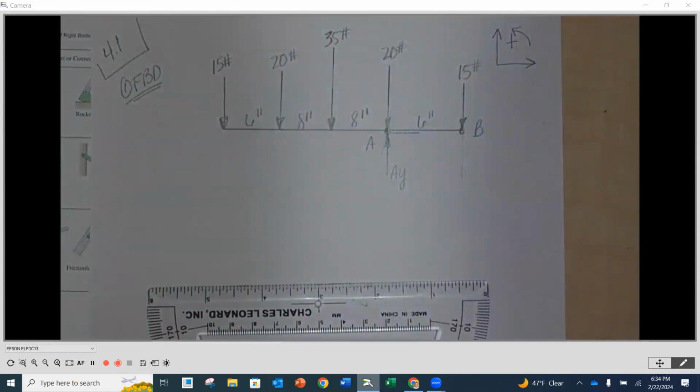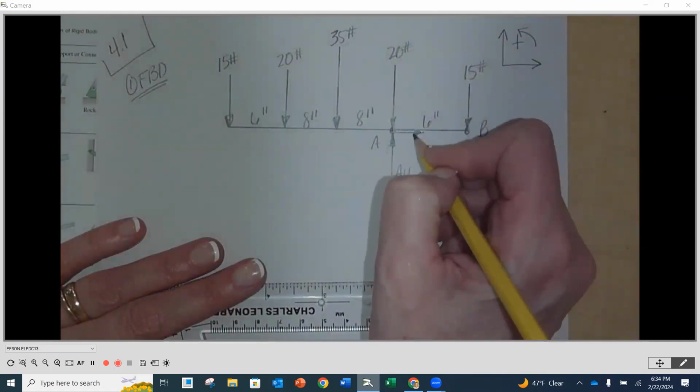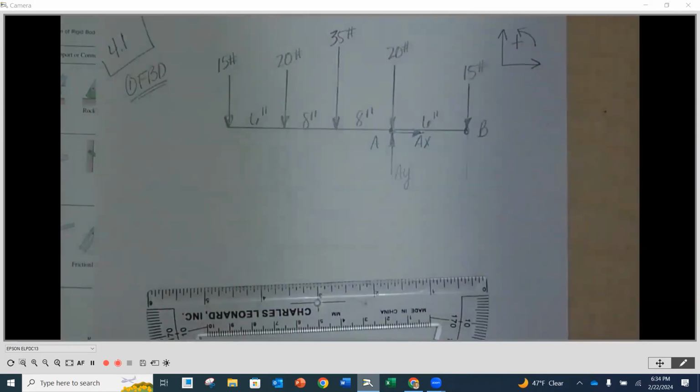And then I need to also assume a direction for my X component. There are no other forces in the X that would be opposing this. So I'm just going to show it going to the right, and I'm going to label it AX. Okay. You do need to show that AX is going to be equal to 0. All right. So show it in there and calculate for it.